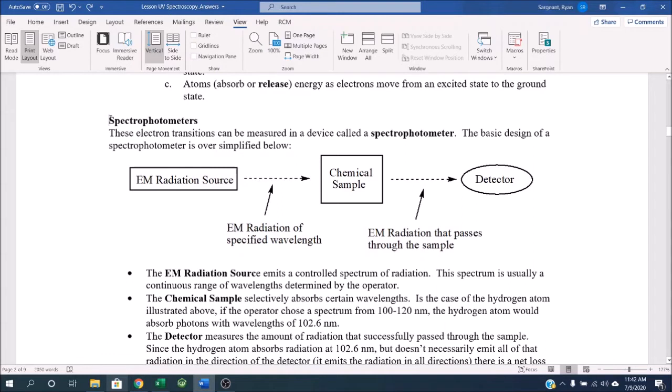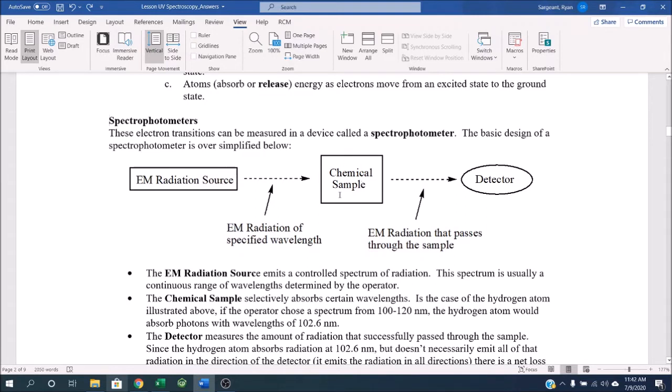So these principles are exploited in spectrophotometry by using some type of electromagnetic radiation source. In today's lesson, it would be a source of ultraviolet radiation, with some visible light usually playing a role there as well. So you have a source of radiation, then that fires those photons at your chemical sample.